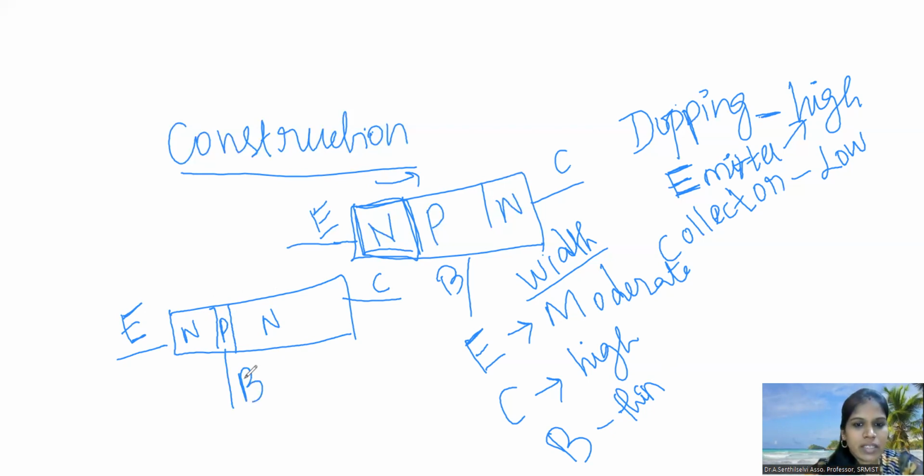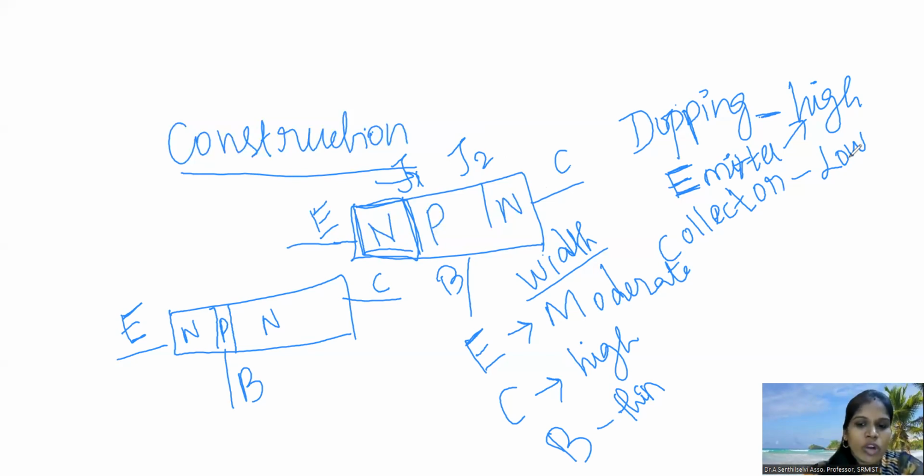This is about construction. Once again, I am explaining the construction. This is PN junction 1 and PN junction 2. So each BJT has two junctions, junction 1 and junction 2. It has three terminals: emitter, base, collector. The doping level of the emitter is very high because it is going to emit the charge carriers. The doping level of the collector is very low because it only collects the charge carriers emitted by the emitter. We won't bother about the doping level of the base.